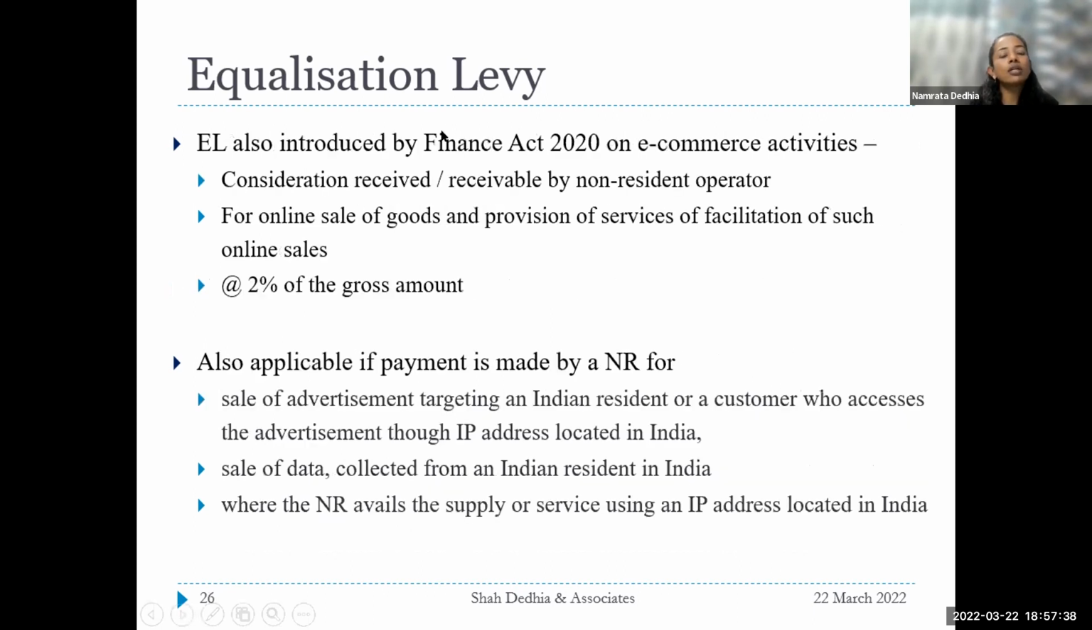There is also the additional equalization levy, or the new equalization levy introduced by Finance Act 2020 on e-commerce activities, where any consideration which is received by a non-resident operator for online sale of goods or provision of services or facilitation of online sales is taxable at 2% of the gross amount. Now here again, the definition expands to include sale of advertisement, sale of data, or supply of service using an IP address located in India, which is similar to what we saw in SEP.